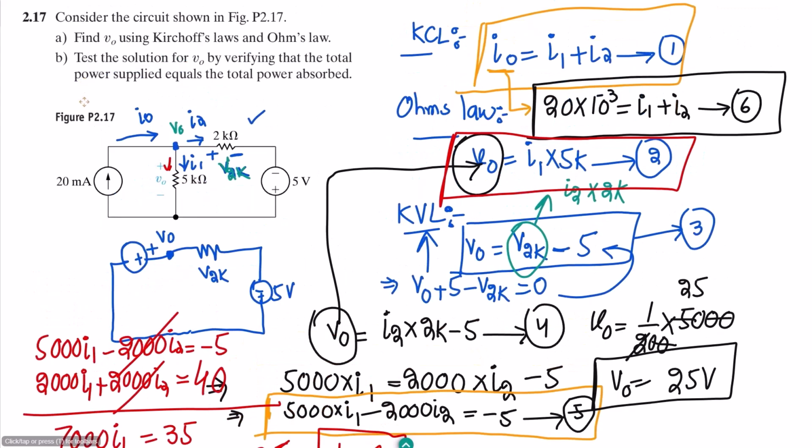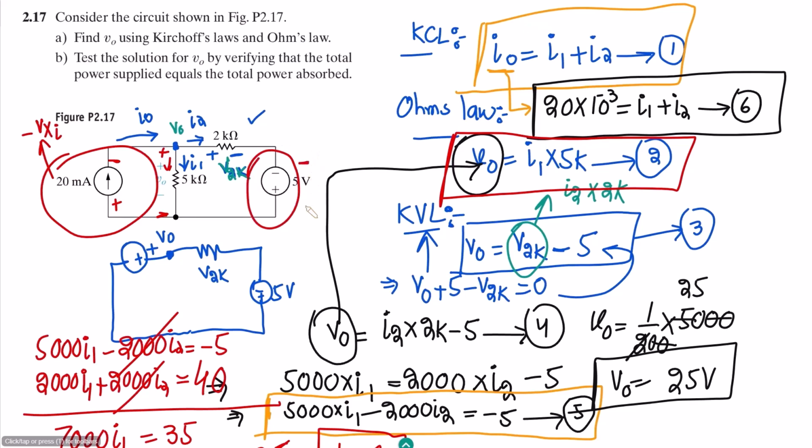In this part we have seen how to find out the value of V0 using Kirchhoff's laws and Ohm's law. In part B, test the solution for V0 by verifying that the total power supplied equals the total power absorbed. So what are the powers which are supplied? Here we can see that this is positive, this is negative, here this is negative, this is positive, therefore the polarity is opposite, so we will put the negative sign with it, and we will write V multiplied by I for finding the power here.